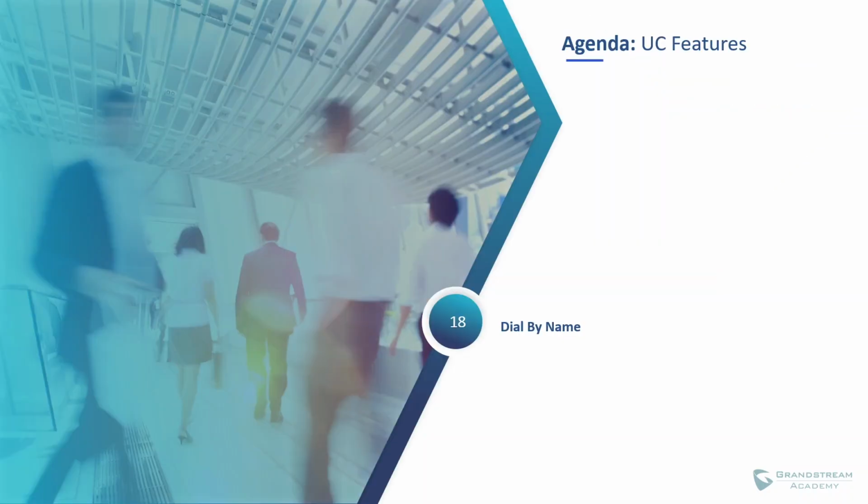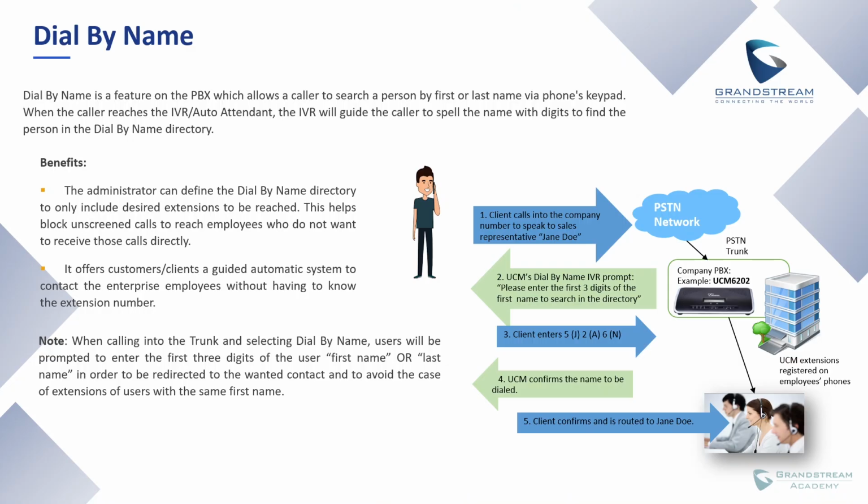And then we're going to talk about the dial by name feature. Dial by name is a feature on the UCM that allows a caller to search for a person by first or last name via his or her phone's keypad. The administrator can define the dial by name directory, including the desired extensions in the directory and the searching type by first name or last name.